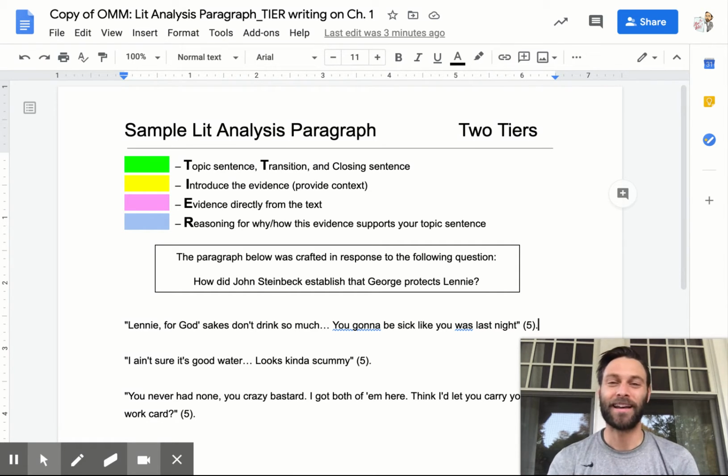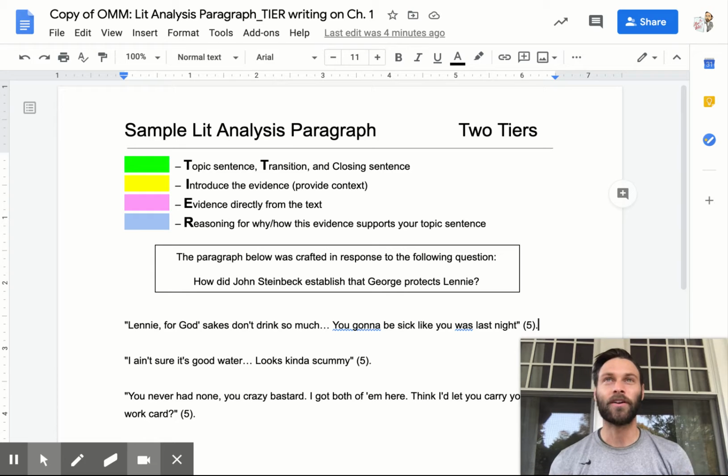Wanted to do a quick check-in here and give you a little bit of guidance on how we can use that two-tier structure we've been working on, pick it up and apply it to a longer work of fiction, in this case Of Mice and Men. So what I want to do is model something that's only using chapter 1, because I don't want to steal too much from you.